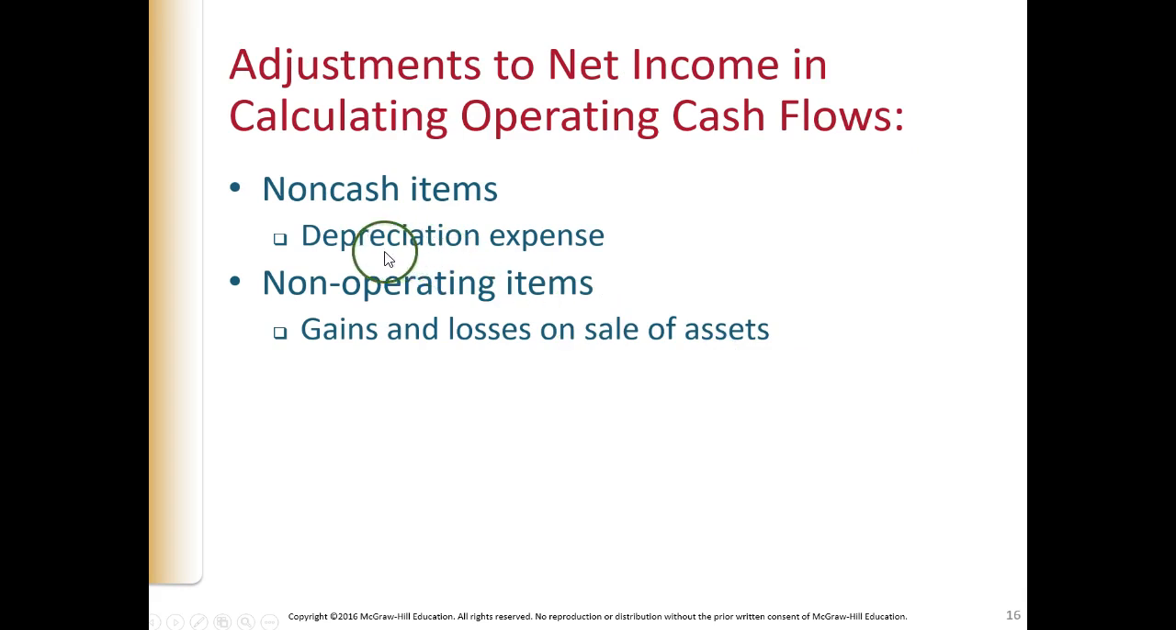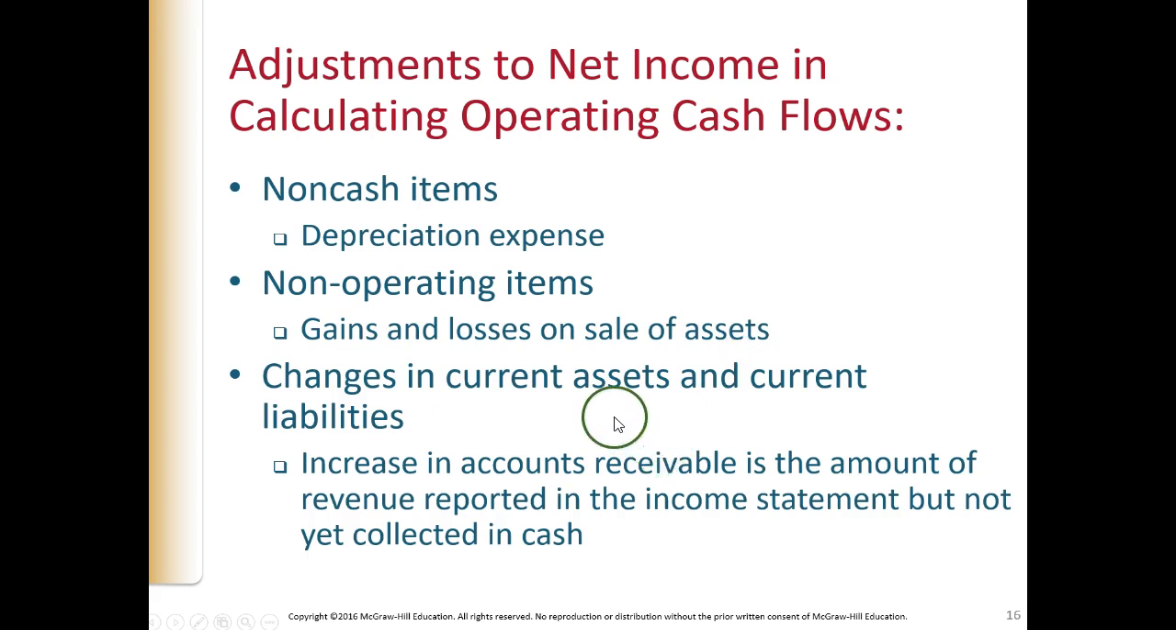So we look for depreciation expense. If we have that, we look for non-operating items. These will be gains and/or losses on the sale of long-term assets. Then we look for those changes I've already mentioned in the current assets. This will be non-cash current assets and current liabilities.